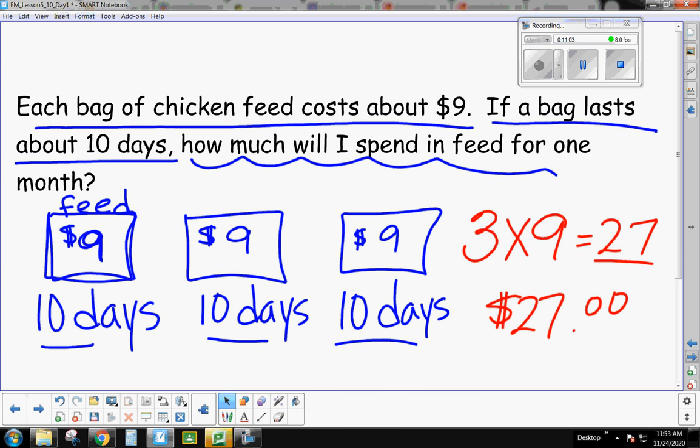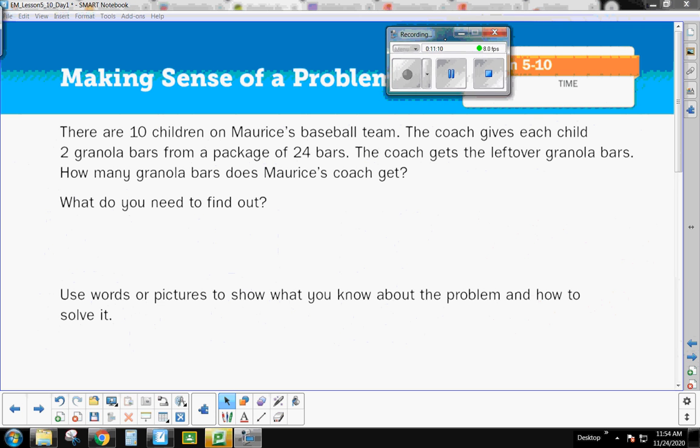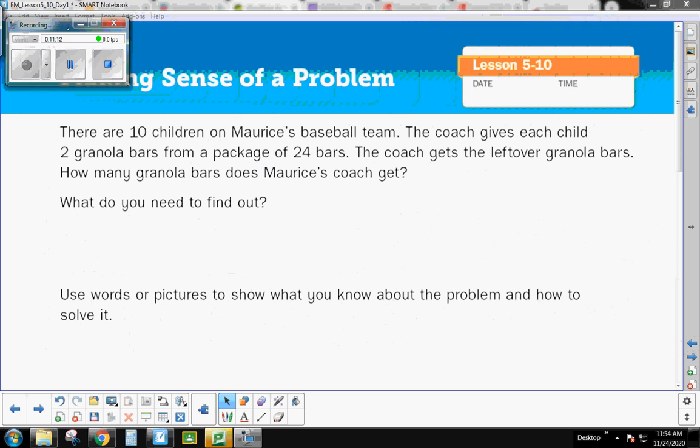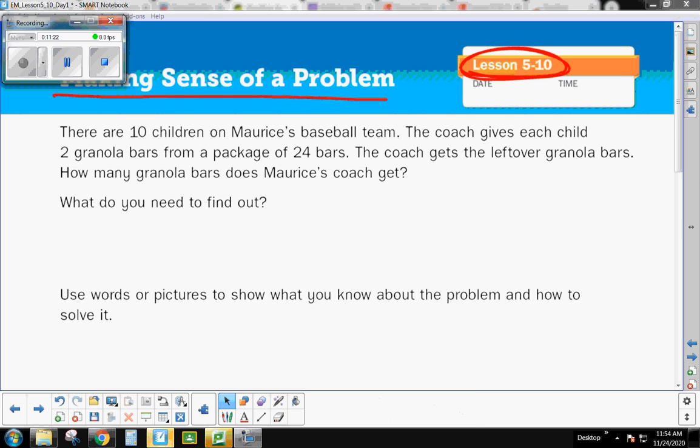All right, so now let's look at our workbook page. I'm not exactly sure what workbook page this is, but at this time in the year, you guys know how to find it. You know to look for lesson 5-10 and find the page that says Making Sense of a Problem. So go ahead and pause the video and get yourself ready.